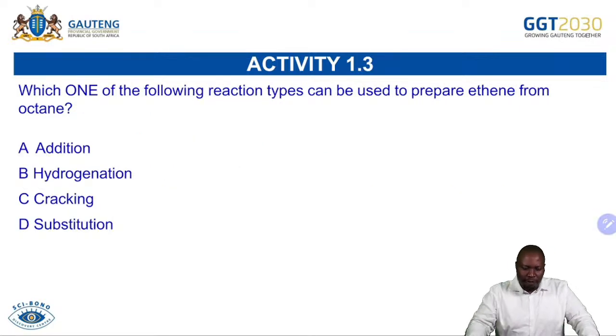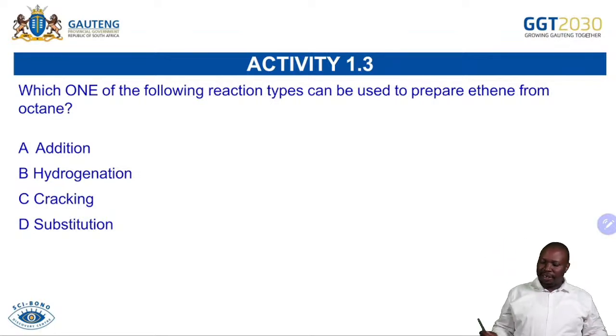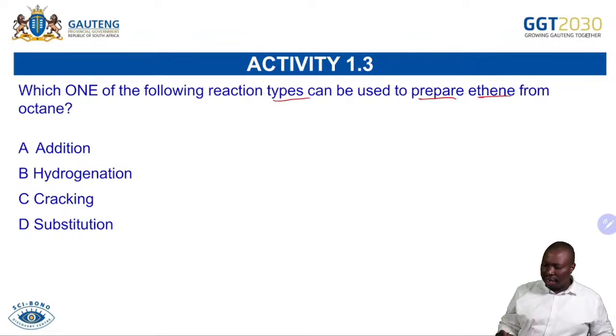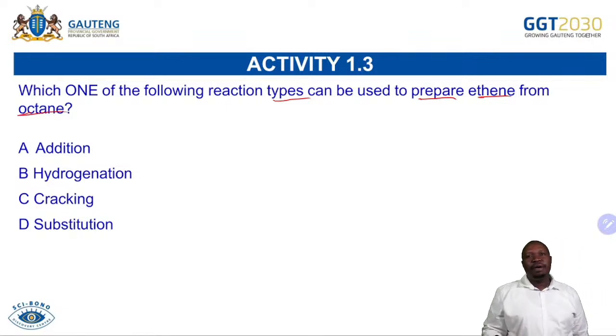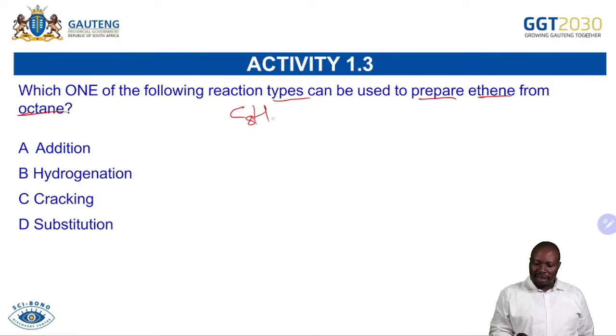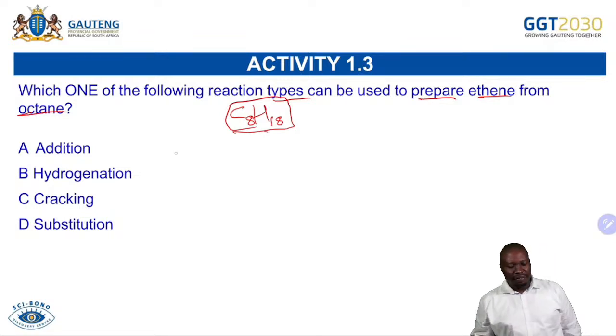Now 1.3. Which one of the following reaction types can be used to prepare ethene? What can we use to prepare ethene from octane? Remember, octane is an 8-carbon alkane: C8H, and 8 times 2 plus 2 is 18, so C8H18. That is octane. If you want to form ethene from octane, which process can help us?